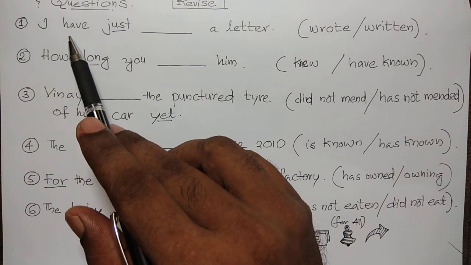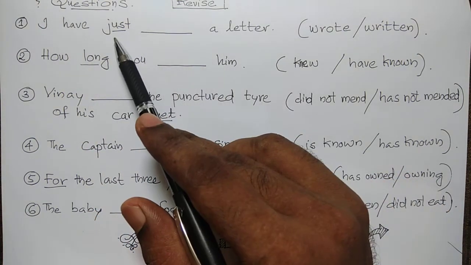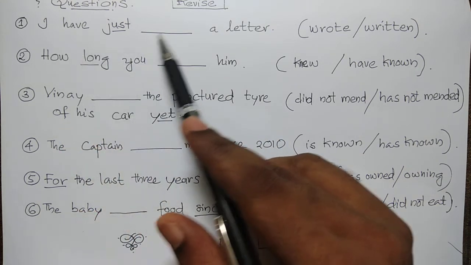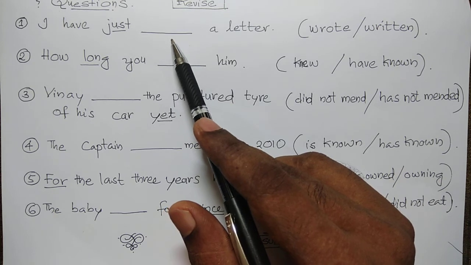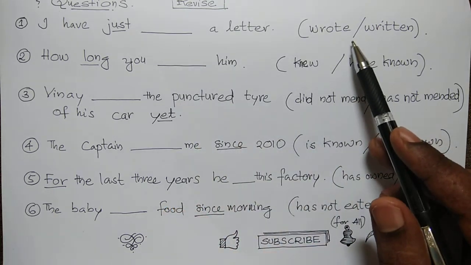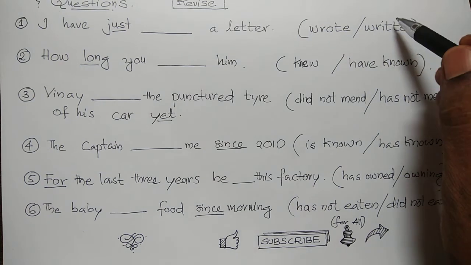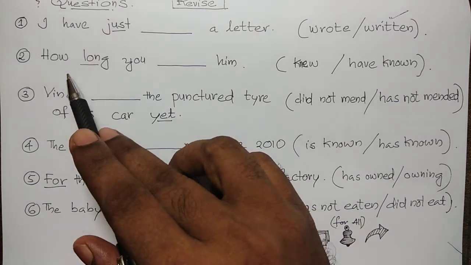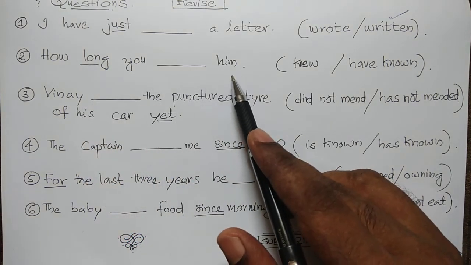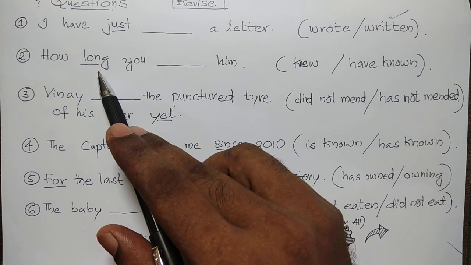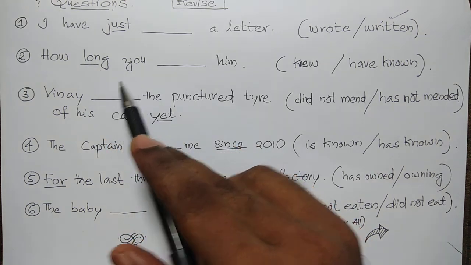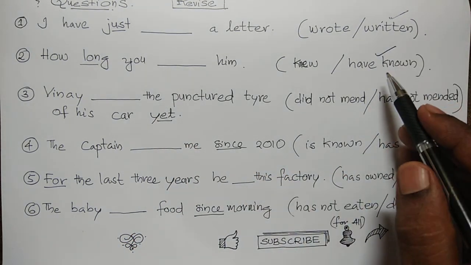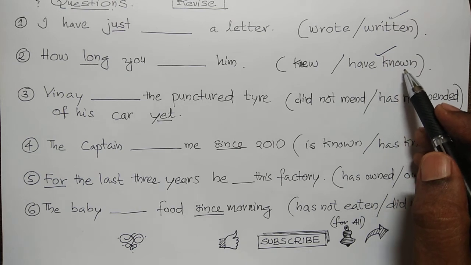Let's see. First one, I have just dash a letter. See, the word just is there. So it has to be in present perfect. So I plus have plus the dash, this blank should be filled with the V3 form of the verb. Here V3 form of write is written. So written is the answer. Second, how long you dash him. Long. Again this word shows it has to be in present perfect. How long you have known. Have plus V3 of know, that is known.